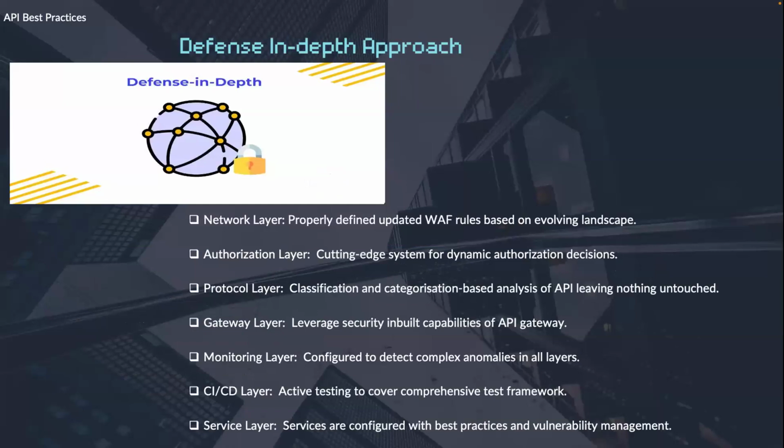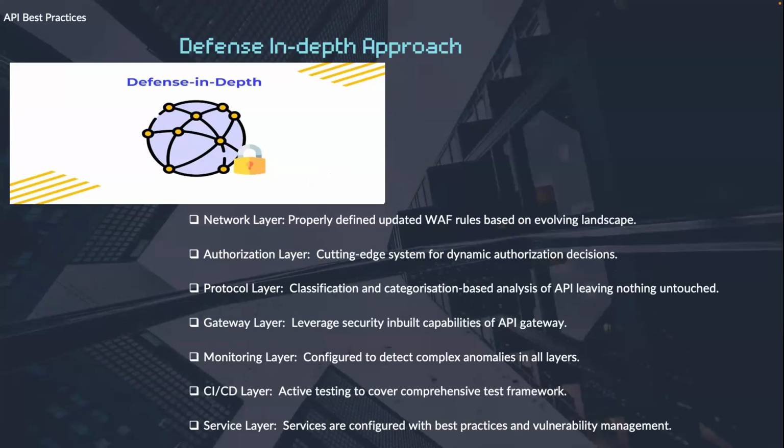And finally, the defense in-depth approach is always the best way. Regardless of securing your APIs, you need to also secure your other environments, because if you just secure your API, it doesn't mean that's all you need to do. The defense in-depth approach starts with the network layer. You properly define and update the workflows. Then you go down to your authorization layer.